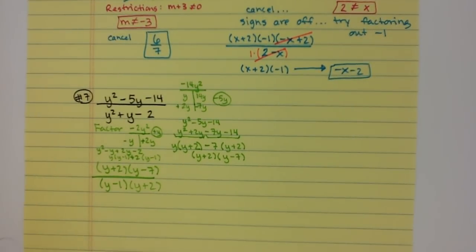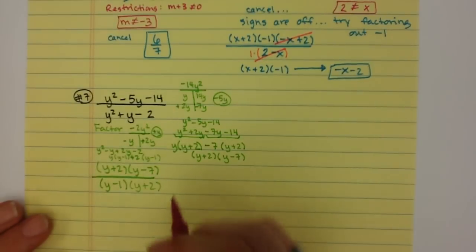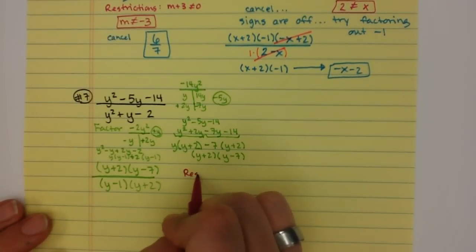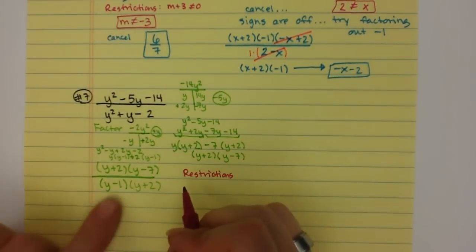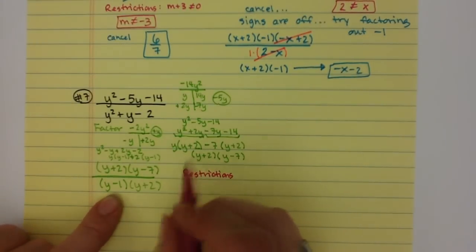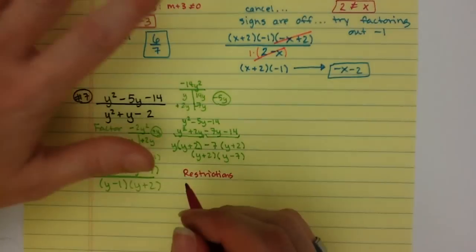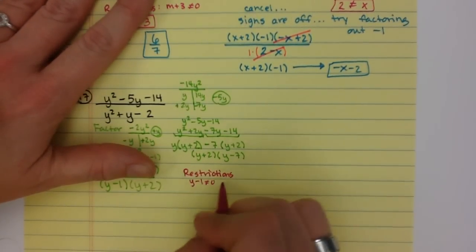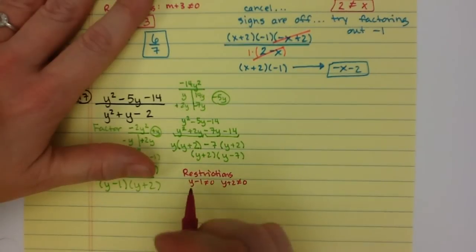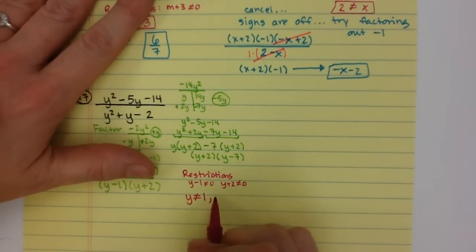Okay, I know at this point it's really tempting to go ahead and cancel, but we have to first do our restrictions. And we do that by setting the denominator not equal to 0, each part that has a variable. So I set y minus 1 cannot equal 0, and y plus 2 cannot equal 0, which is going to give me that y cannot equal positive 1 and y cannot equal negative 2.